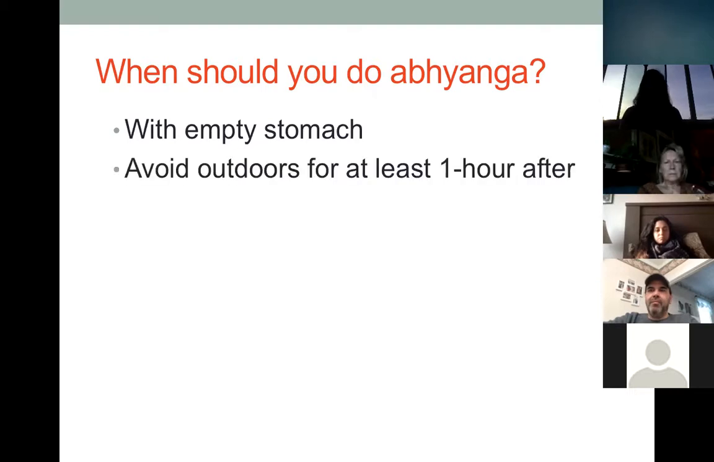Avoid outdoors for at least an hour. So the idea is here, we live in a very vata-provoking climate. So it might not be every single day, but a lot of our year is cold and windy, at least in New England. So the idea is you've done all this nice oiling and you've opened up the pores, you've allowed things to be absorbed, vata's happy, it's warmed, it's feeling stable.